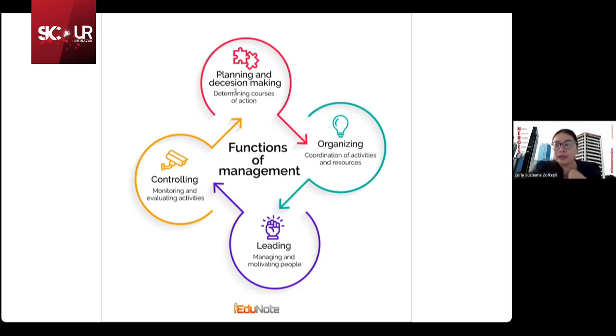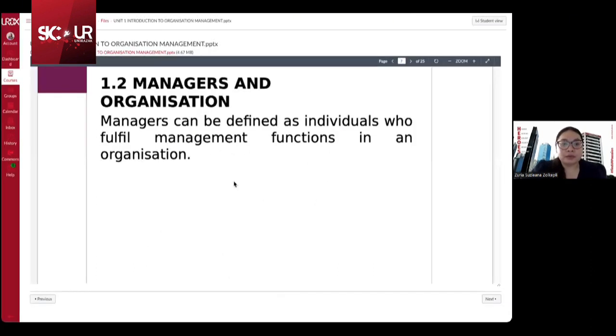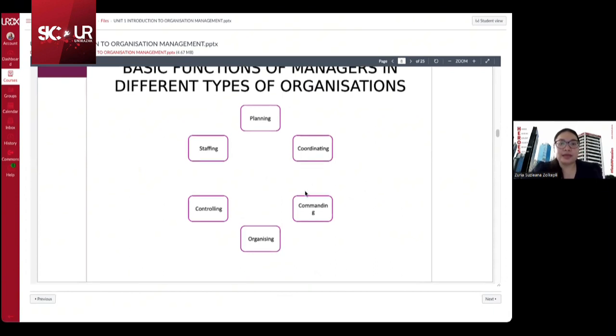So planning involves planning and decision making, determining the course of action. Organizing is about coordinating activities and resources. Leading is about managing and motivating people. And controlling is about monitoring and evaluating activities, which we will cover in later chapters. Oh, it is here. So planning, coordinating, commanding, organizing, controlling, and staffing.